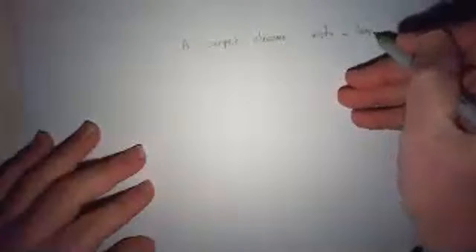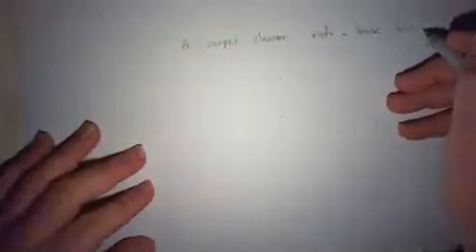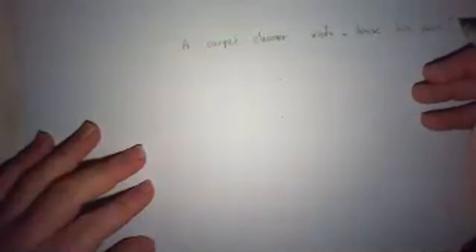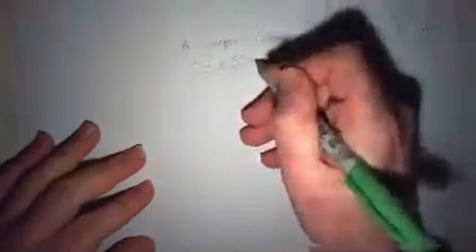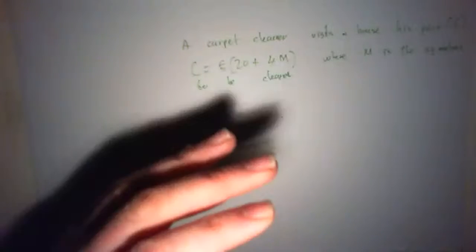So a carpet cleaner visits a house. His price, I'll call it C, is given by this formula: C is equal to, in euros, 20 plus 4 times M, where M is the scope. What we're going to do is draw this on a graph.